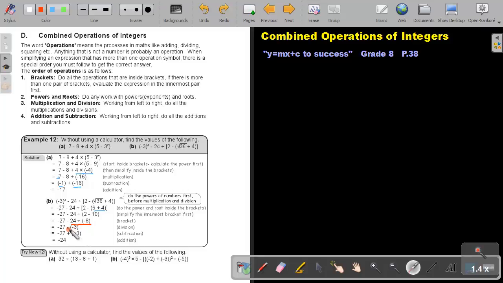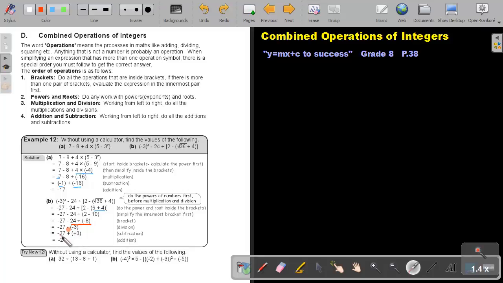What I sometimes tell the students, this is a negative, and that bracket means multiply. So a negative multiply a negative. So how many negative signs are there? There will be 2, and that's an even number. So a negative times a negative will be a positive.